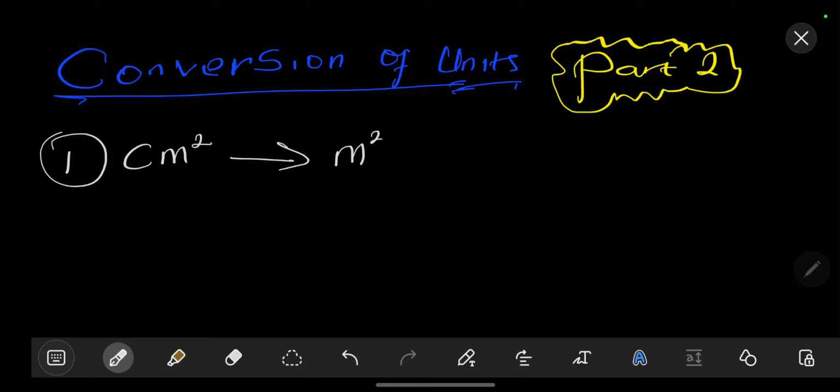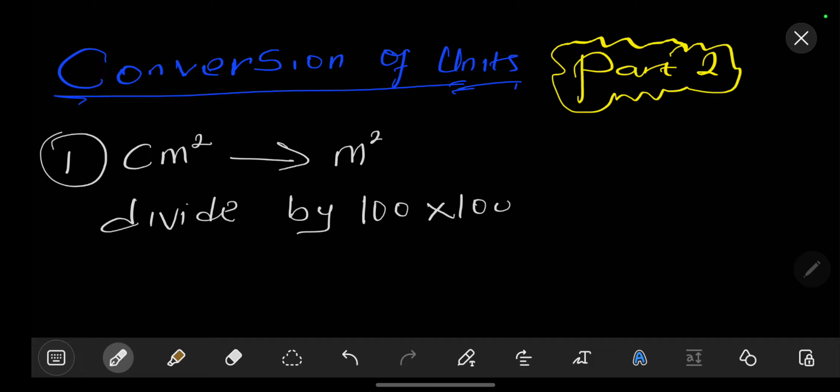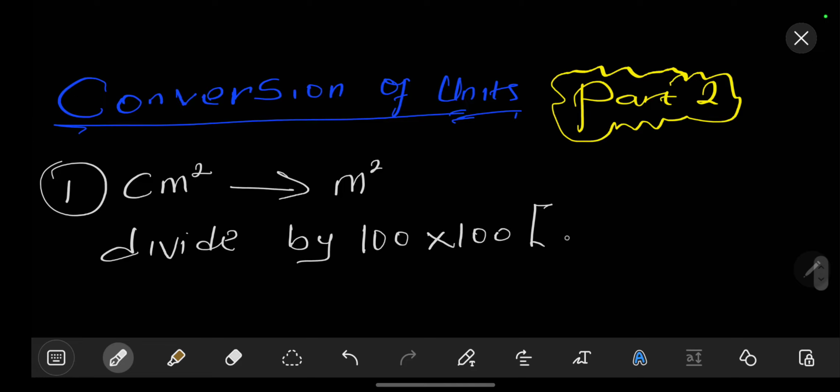Now, when you talk about centimeter square, you're basically talking about centimeter in two places. And when you talk about meter square, you're talking about meter in two places. So it means whatever value we're having, we're going to square that value and have that value in a double portion. Now, here's what I mean. To convert centimeter square to meter square, we have to divide the value in centimeter square by 100 times 100, which is 10,000.